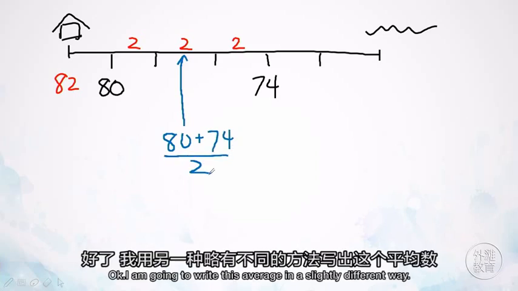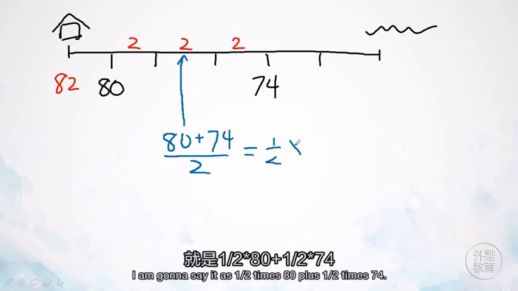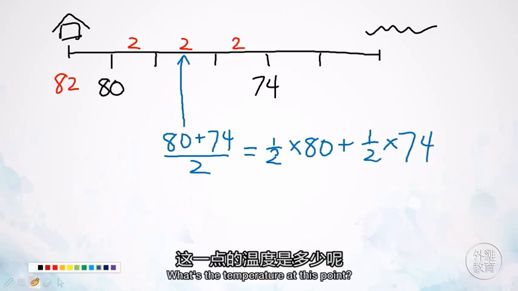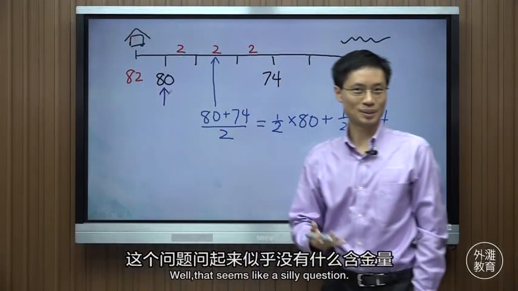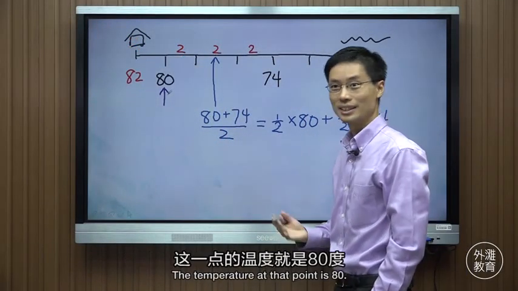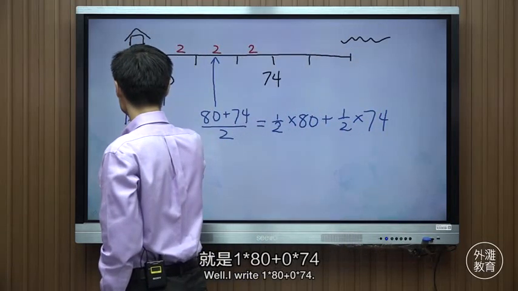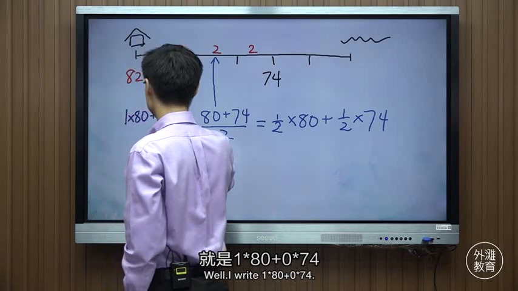Okay? I'm going to write this average in a slightly different way. I'm going to say it's 1/2 times 80 plus 1/2 times 74. Now I'm going to ask about a different place. What is the temperature at this point? Well, that seems like a very silly question. The temperature at that point is 80. But I'm going to write it in the funny way, where I write 1 times 80 plus 0 times 74.